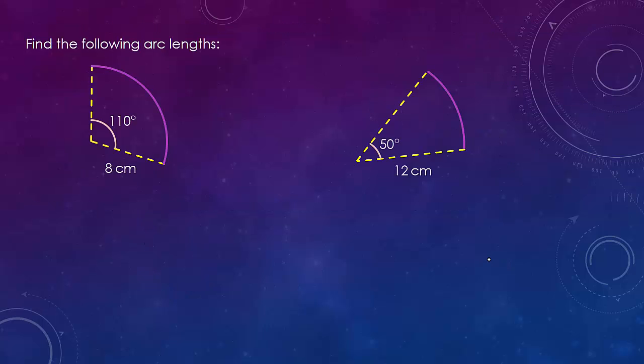So we want to find the following arc lengths. So we can see the radius here is 8 and the angle is 110. So my arc length would be 110 over 360ths of the entire circumference if this was a whole circle, which is given by 2 times pi times the radius. So we just need to calculate this.